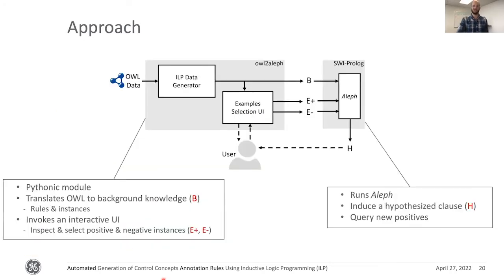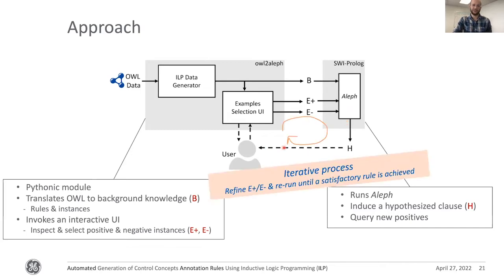So the approach we suggest is basically a Pythonic model that takes the OWL data and generates the ILP data, the background file and the background knowledge. It exposes all the knowledge to the expert using a UI. The expert chooses the positive and negative examples, and then the system generates the hypotheses. In our case, we used Aleph. It's just one specific ILP system. You can use any other system. For the sake of simplicity, we decided to use Aleph. You can read more about it in the paper. And this process is iterative, in the sense that we can refine the chosen examples until we are satisfied.